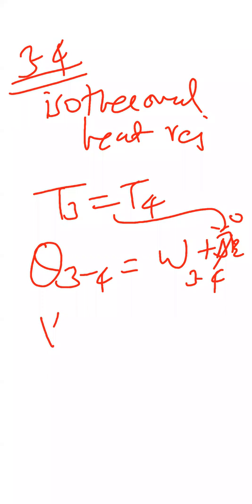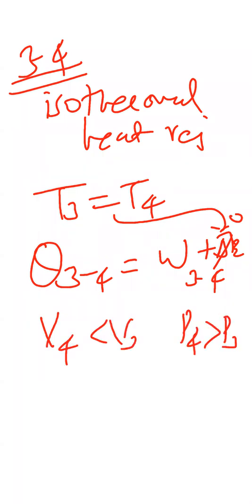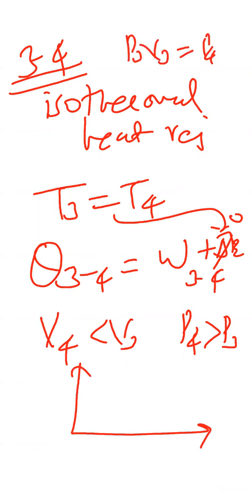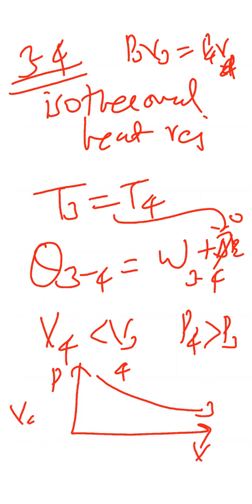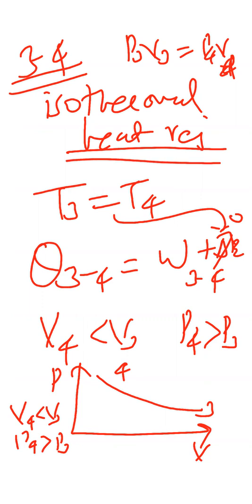Volume will decrease, V4 is less than V3. Pressure will increase. Graph will be followed, P3 V3 equals P4 V4, isothermal. Like this, 3 to 4. You can see that pressure is increasing and volume is decreasing. V4 you can see less than V3 and P4 is greater than P3. This is 3 to 4 isothermal heat rejection. If you have written, raise your hand.